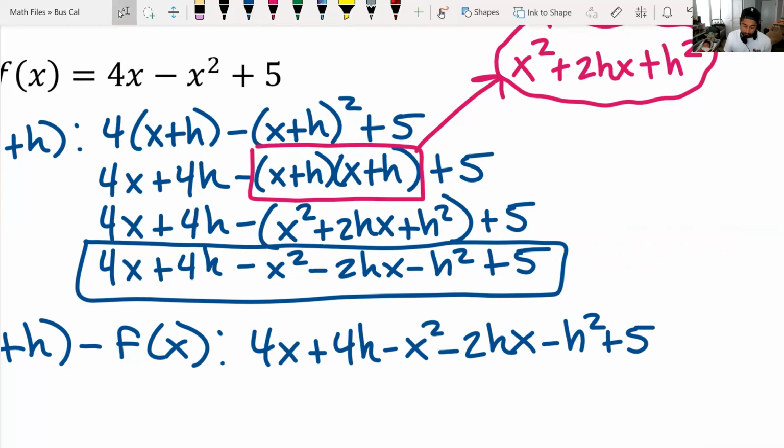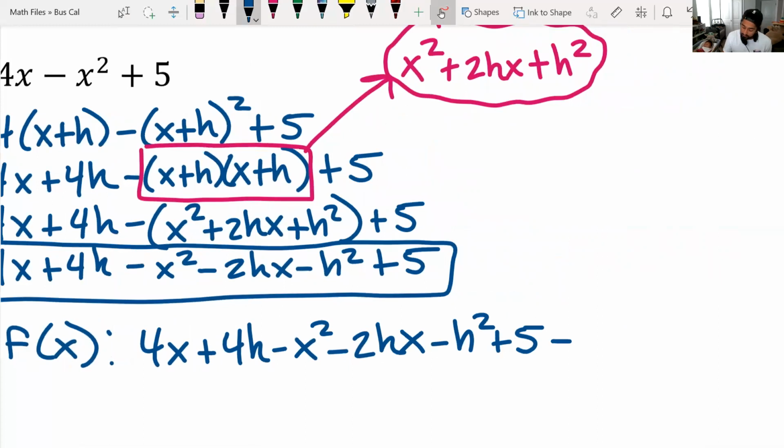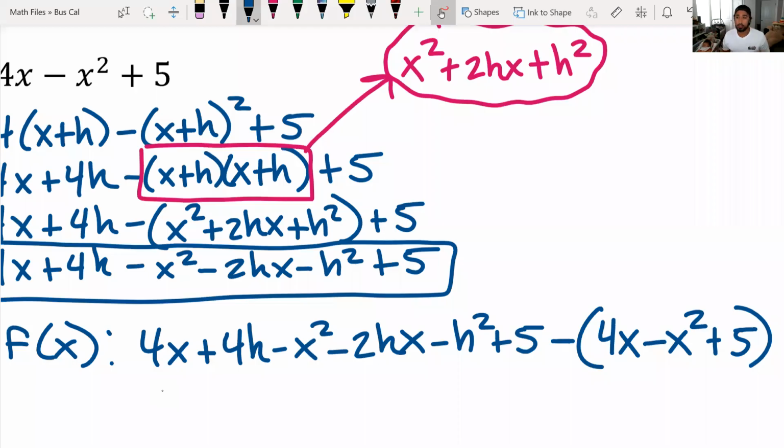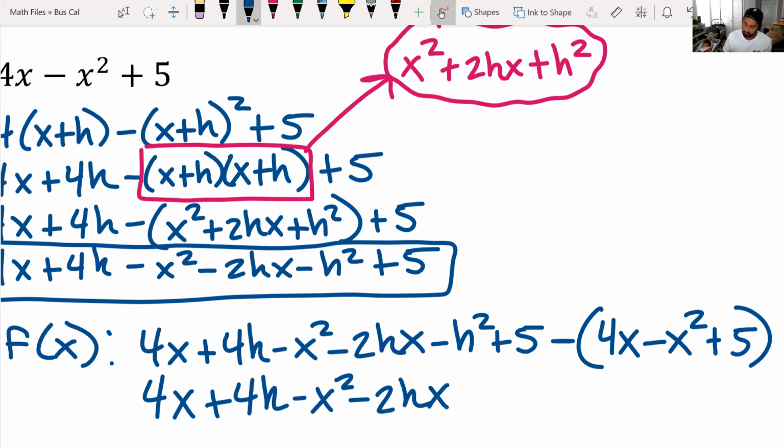And what we're going to do is now subtract the original function. So remember, don't forget your parentheses. 4x minus x squared plus 5. So after we plug in the original function within the parentheses, we'll now distribute that negative and start canceling like terms. So 4x plus 4h minus x squared minus 2hx minus h squared plus 5.